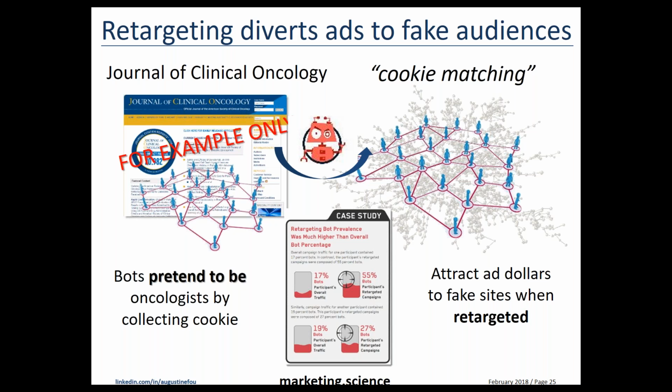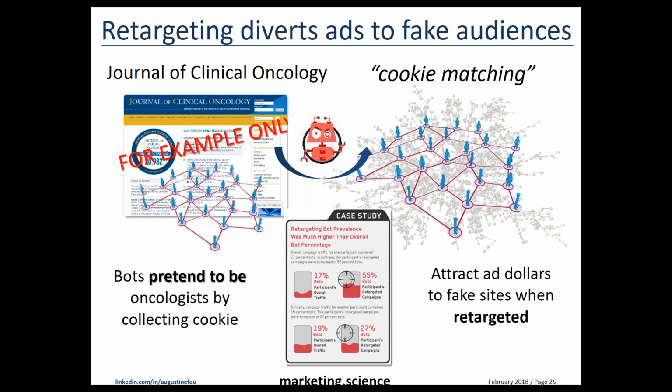So the ad tech platforms assume that that's an oncologist because they simply visited JCO. But unfortunately, it's not. It's actually a bot that did that specifically to trick the ad tech systems to retarget them. So now when this bot goes to one of these fake sites and they cause the ad impression to load, basically the marketer is targeting a bot that is pretending to be an oncologist.